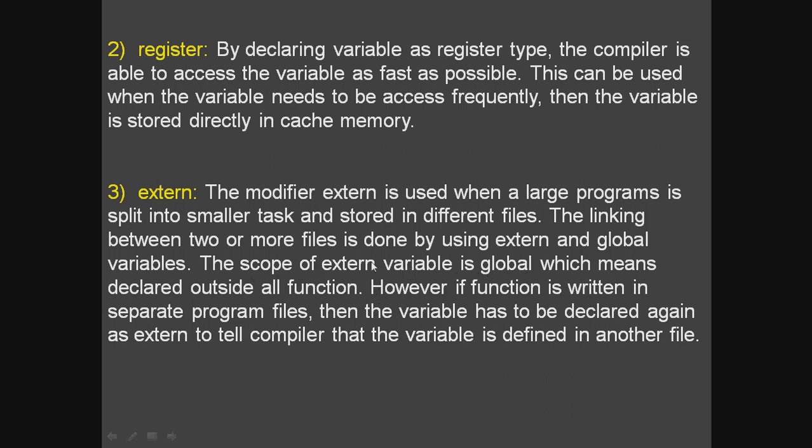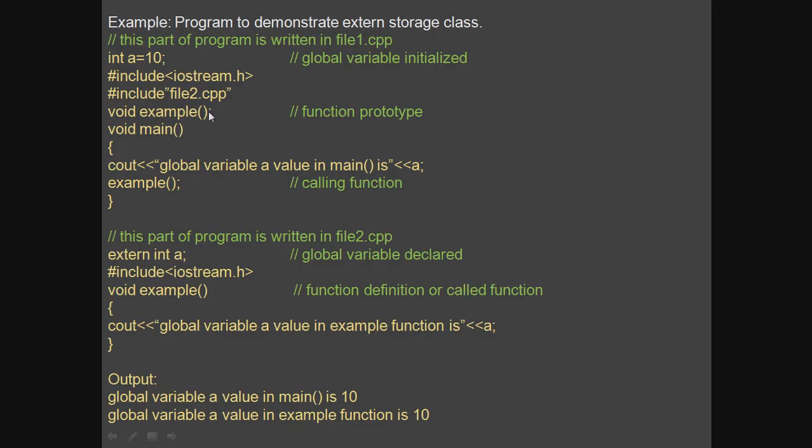So when we declare the global variable as extern, it means declared outside all functions. However, if a function is written in a separate program file, then the variable has to be declared again as extern, right? This tells the compiler that the variable is defined in another file. So using the global variable we can access the variables in the different files. Okay, so we shall see a program on that using extern. So, a program to demonstrate the extern storage class.